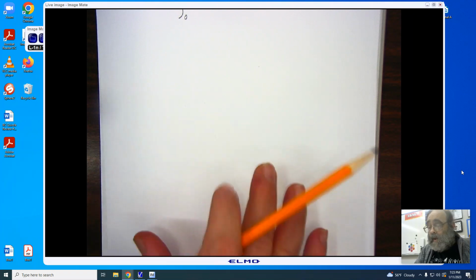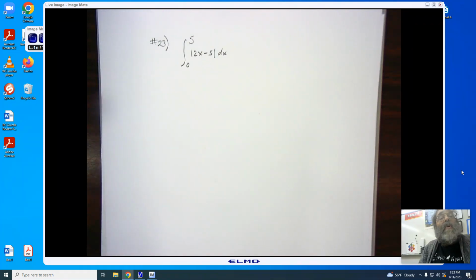And I stopped at number 15 on the last video, but I'm moving up to number 23 so that we can take a look at numbers 23 and 25 and get an idea of how to do absolute value problems. So right here, you'll notice here's number 23. And it is the integration from 0 to 5 for the absolute value of 2x minus 5 dx.